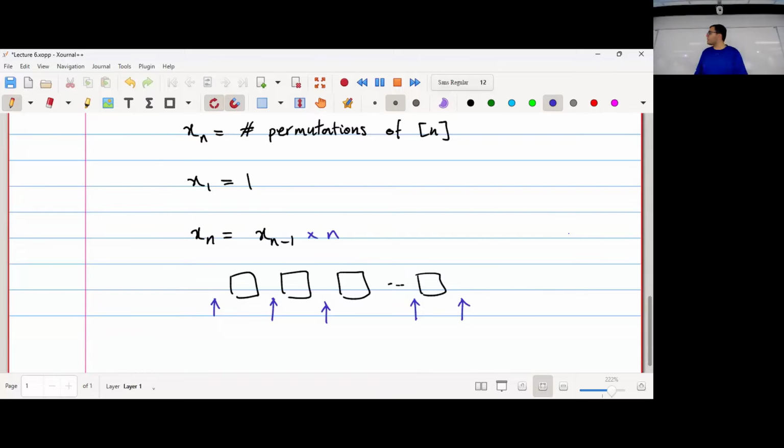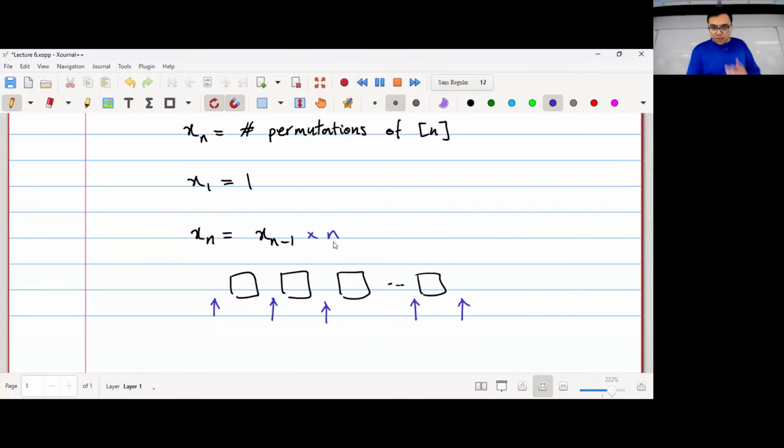The first step was that I create a queue of n minus 1 people, and I know that the number of ways of doing that is just x_{n-1}. And then the next step was that I'm going to insert the last person in. And no matter how I did the first step, I can do the second step in n different ways. So my total solution, the total number of ways, is going to be x_{n-1} times n.